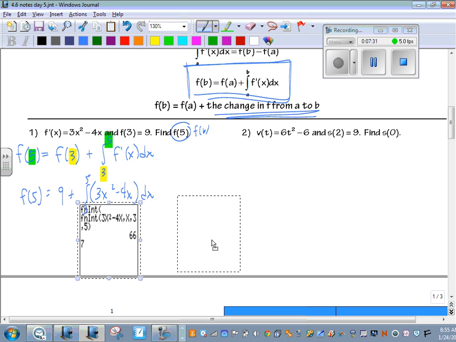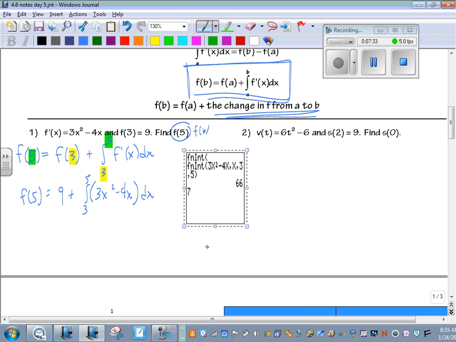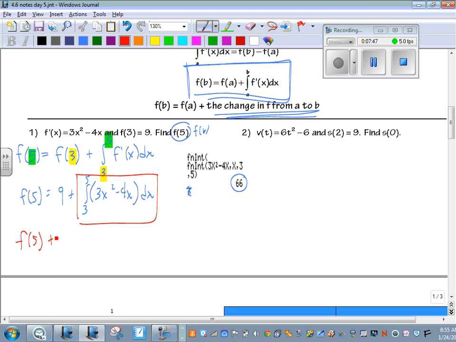So be careful though, because where did I get 7 there? I don't know where that came from. All right, that's our answer for the definite integral. That's not our total answer for what we're doing here, right? Because there's still this 9 from f of 3. So we have 9 plus 66. So we get 75. All right, so we found f of 5 without actually knowing the original function.